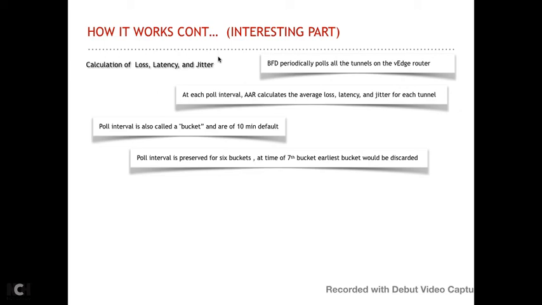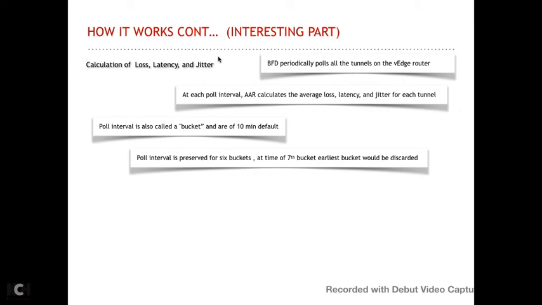So what happens to the 7th bucket? When the 7th bucket, or the 7th poll interval, starts, right? Intelligently, the earliest bucket gets discarded. What do I mean by the earliest bucket? The first bucket, which was taken at the beginning, at the start of the VFD hello packet. Understand? That particular bucket gets discarded. So you always have the latest information, that is buckets 2, 3, 4, 5, 6. Again, one comes as bucket 7.